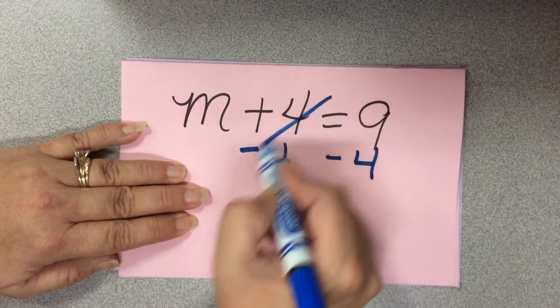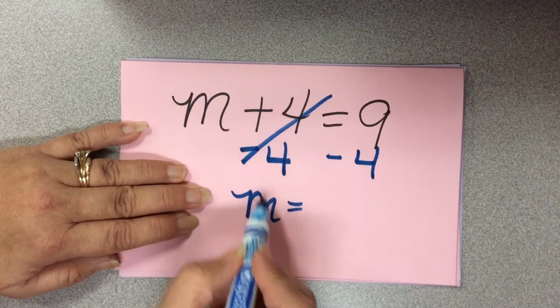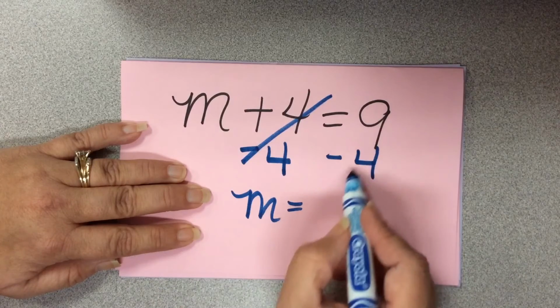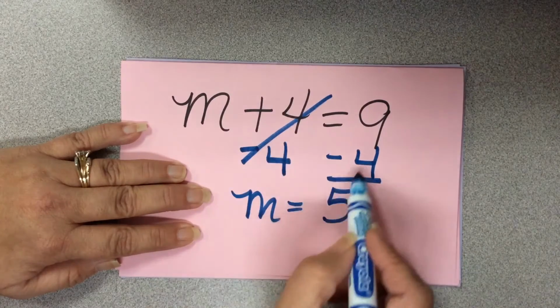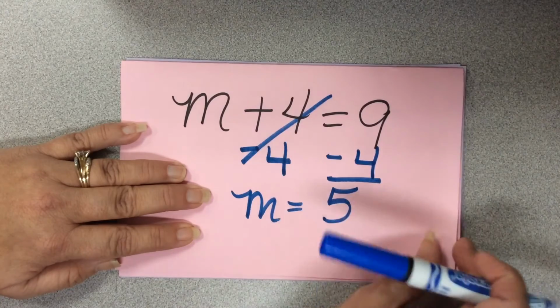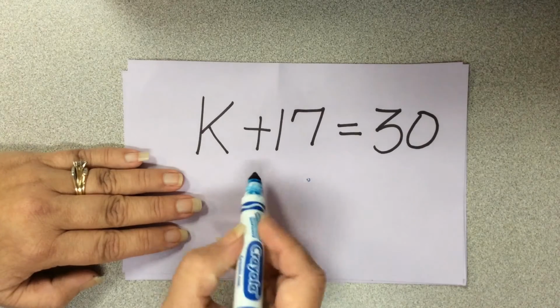All right, over here, I'm left with just m because I added 4 but took it right back away. So I'm left with m, and then 9 minus 4 is 5. Okay, this is how I'm expecting to see your work. This is what an algebra student would do. Okay, look at this one.